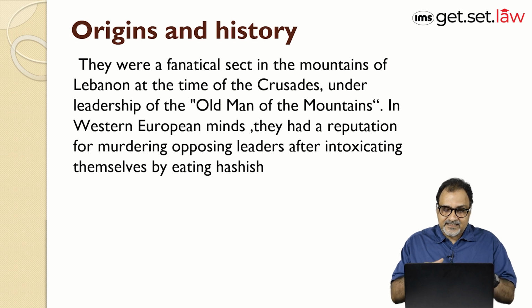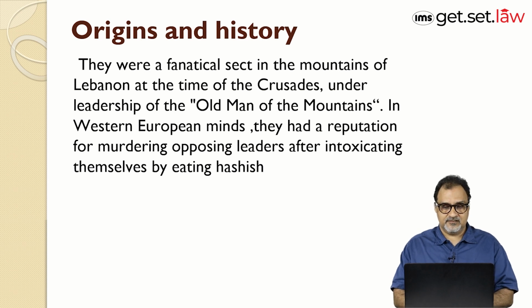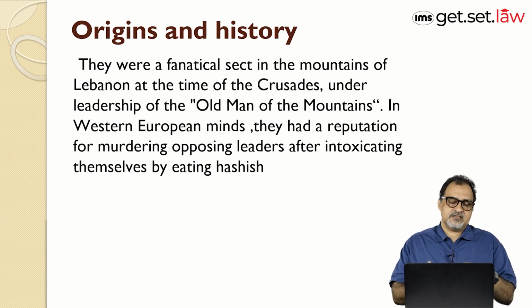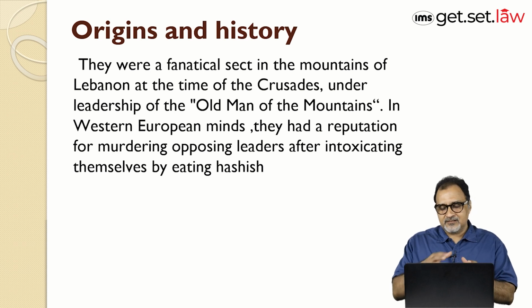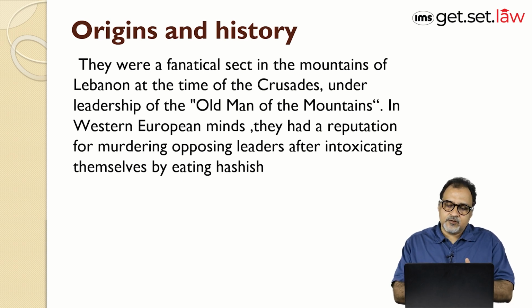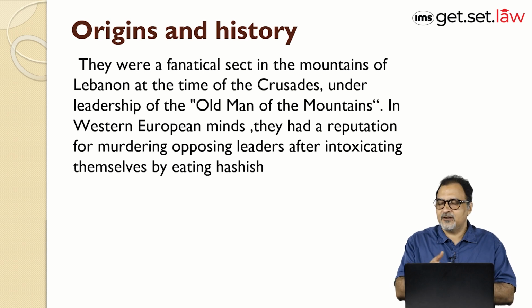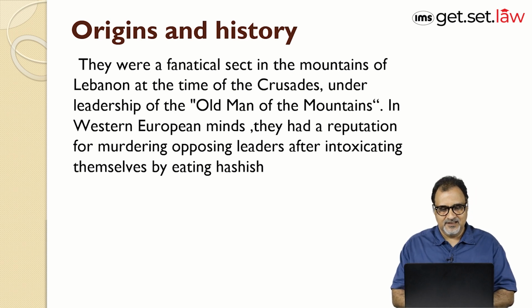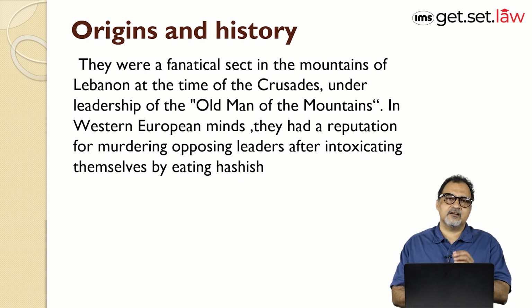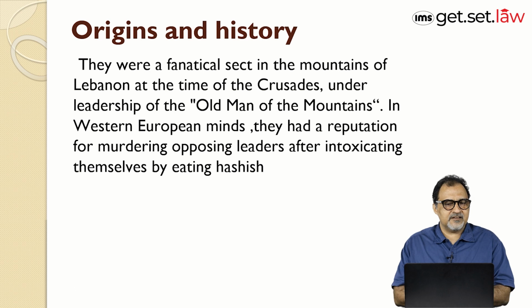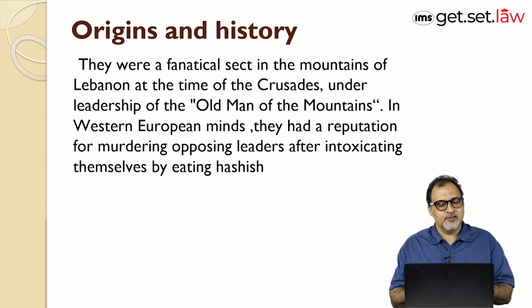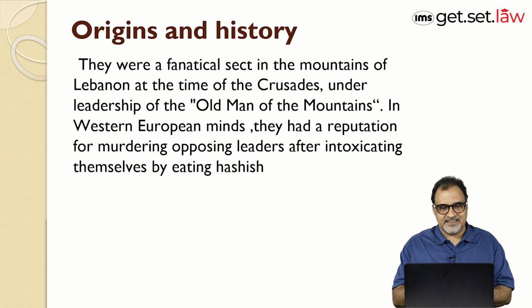So there was this fanatical group, a sect in the mountains of Lebanon at the time of the Crusades. I've read some comics about it when I was a kid. The people of this sect would smoke or eat, I don't know how hashish is consumed, but I think it is smoked. They would smoke hashish and be stoned out of their minds. And then they would be told to kill a person. Since they were stoned, they didn't feel any pain or anything. So they would either kill the person or die in the attempt.